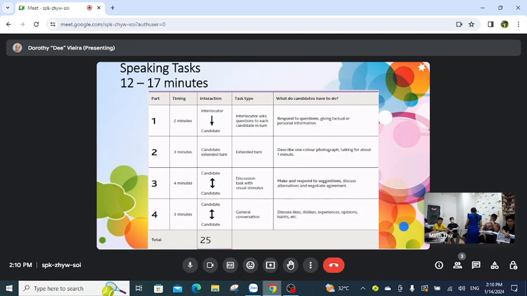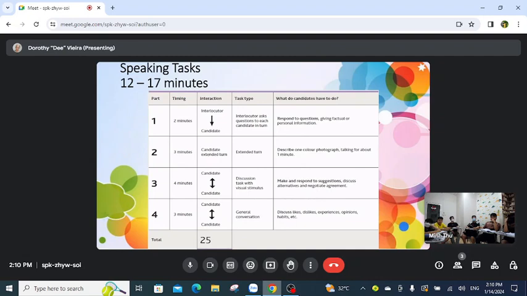So part 2, you will speak for about 3 minutes. So the whole part 2 lasts for about 2 minutes. And they call it the candidate's extended turn. So you are the candidate, okay? Extended turn means you speak for a longer period of time, okay? So in this part of the test, the examiner will give you one color photograph, and you need to talk about it, describing the photograph for 1 minute. So we're going to practice this part today, part 2.